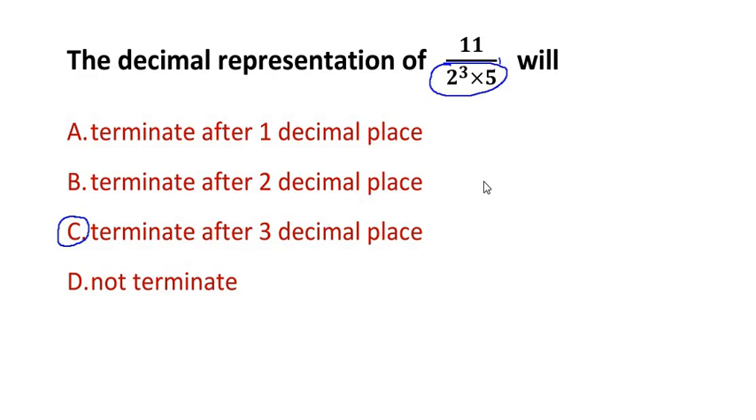That's it. So if the question was 11 over 2 to the power of 4 times 5, or let me take it as 2 to the power of 2 times 5, then the highest power of these two was 2, so it would have terminated after 2 decimal places. So we just have to look at the denominator and its highest power and then just mark it. So the most preferred method is method 3 because it is the easiest.